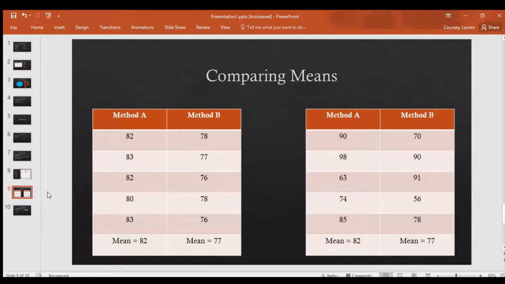And so a lot of times in research, we may want to compare two different known groups on some dependent variable of interest. So maybe I want to compare Democrats to Republicans. Maybe I want to compare seniors to freshmen on some variable of interest. Or maybe, and you'll see this a lot, I want to compare a treatment group to a control group.